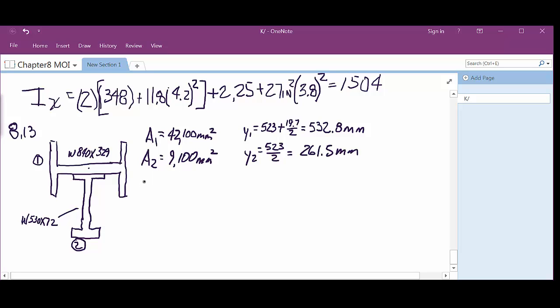The moment of inertia for each piece is given. About the X for 1 is 350 times, or actually, well, that's actually about the Y, isn't it? But that's the Y number, but it is shown as the X in here. 10 to the 6th millimeters to the 4th. IX of 2, 399 times 10 to the 6th millimeters to the 4th. Okay?